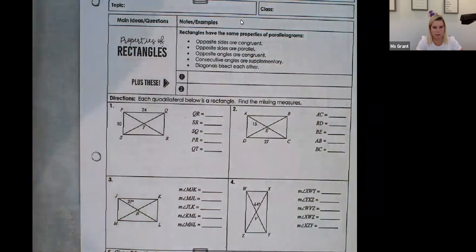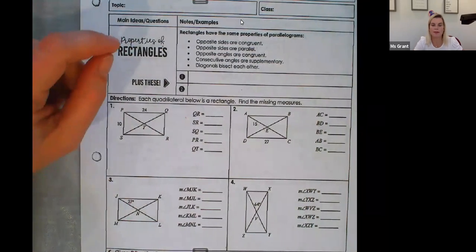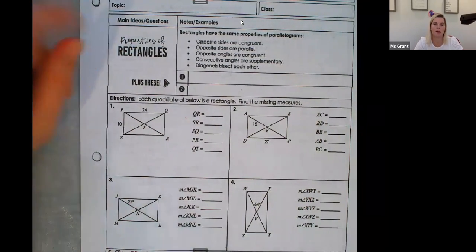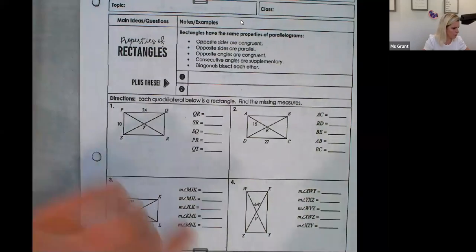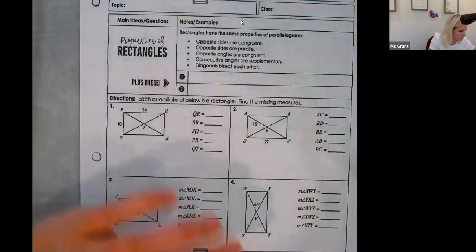Opposite sides are congruent, obviously. Opposite sides are parallel. Yep. Opposite angles are congruent. Consecutive angles are supplementary. They make 90. All the corners are 90 degrees, guys. All the corners are 90 degrees. Diagonals bisect each other. Okay, I'm going to add two more.